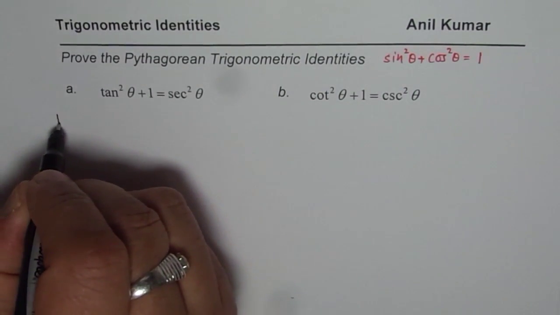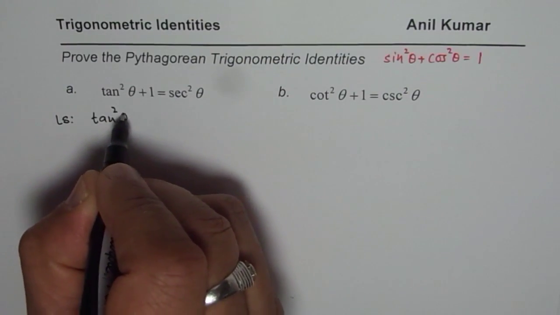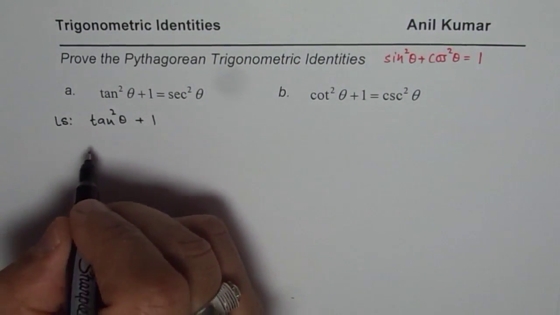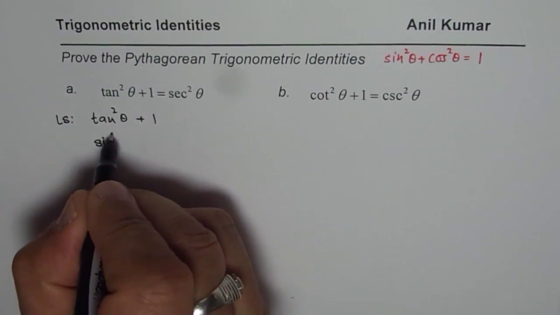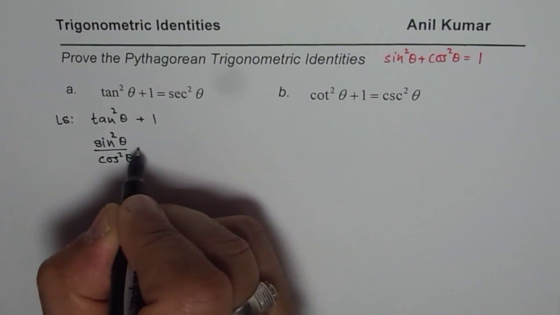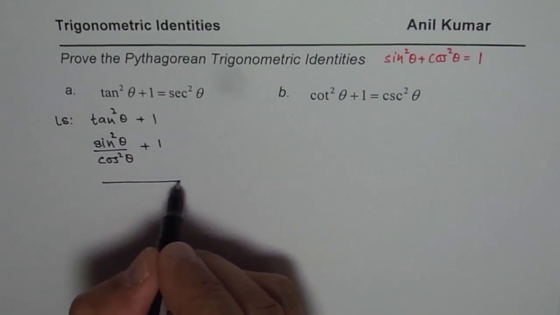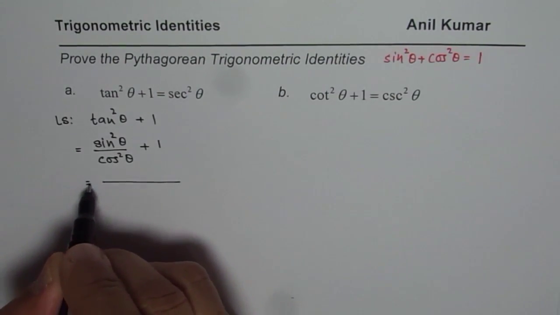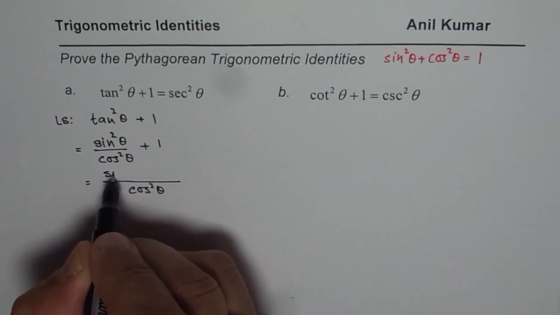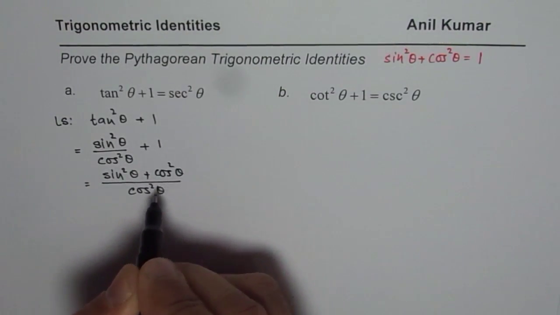So let us start from the left side, which is tan square theta plus 1. Tan should be written as the ratio of sine and cosine. So we can write this as sine square theta over cos square theta plus 1. Now we can take cos square theta as a common denominator. So we get sine square theta plus cos square theta, over cos square theta, right?